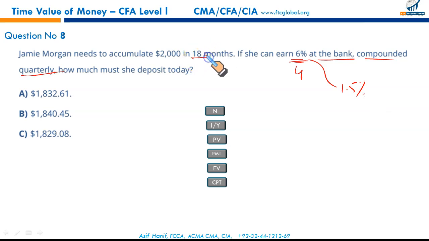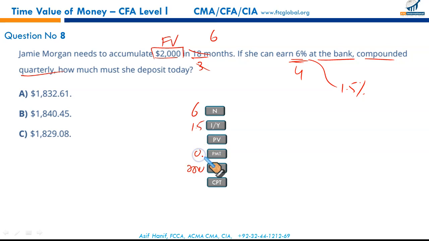Okay, then 18 months. 3 months make 1 quarter. If there are 18 months, how many quarters do we have? We have 6 quarters, 6 periods. Interest rate per period, that is per quarter, 1.5. What else? We have been given 2000. Is it the future value or the present value? Needs to accumulate 2000. This is the future value, of course. Now the question is clear. It's a future value. That's what we need in the future. So the future value is 2000.